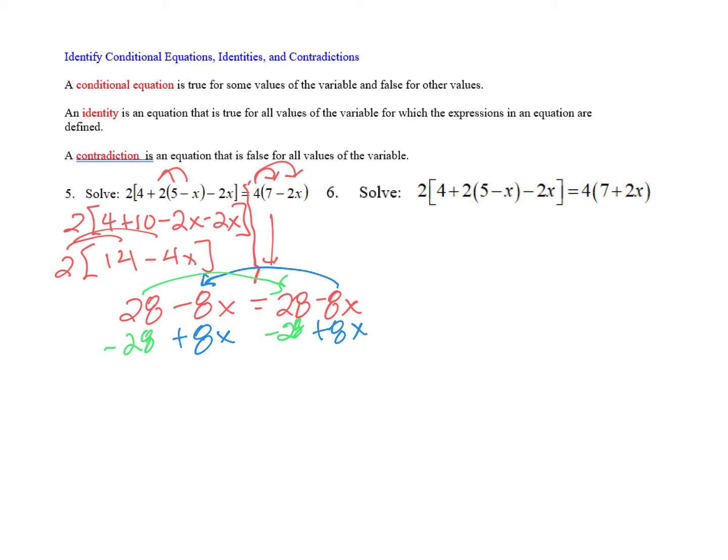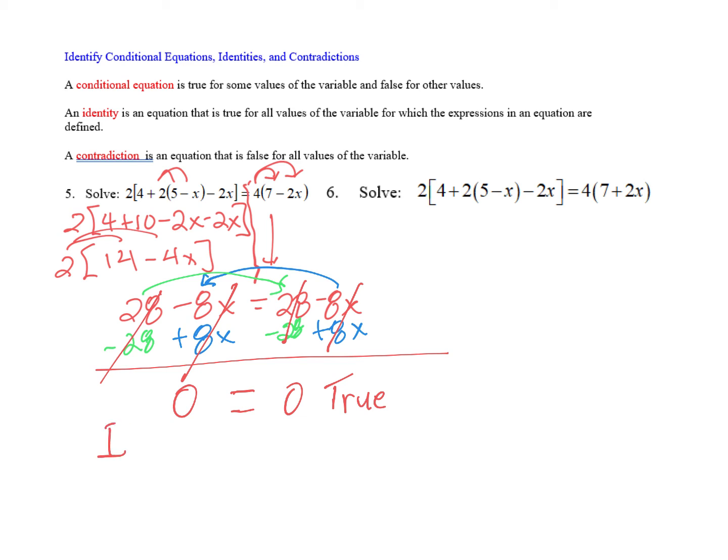But notice what happens when I do that. 28 minus 28 is 0. Negative 8x plus 8x, that leaves me with 0 on the left and 0 on the right. But 0 does equal 0. This is a true statement.